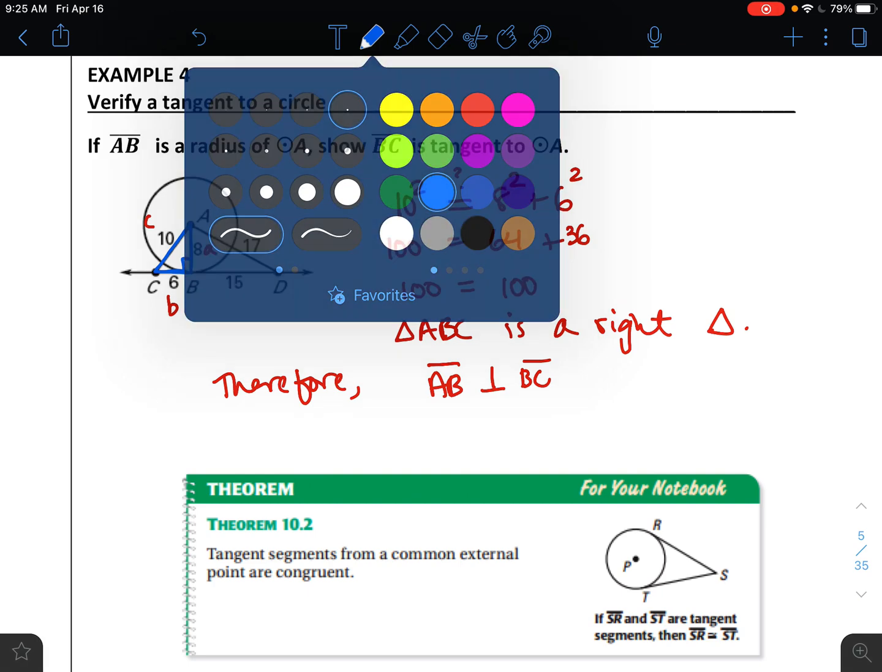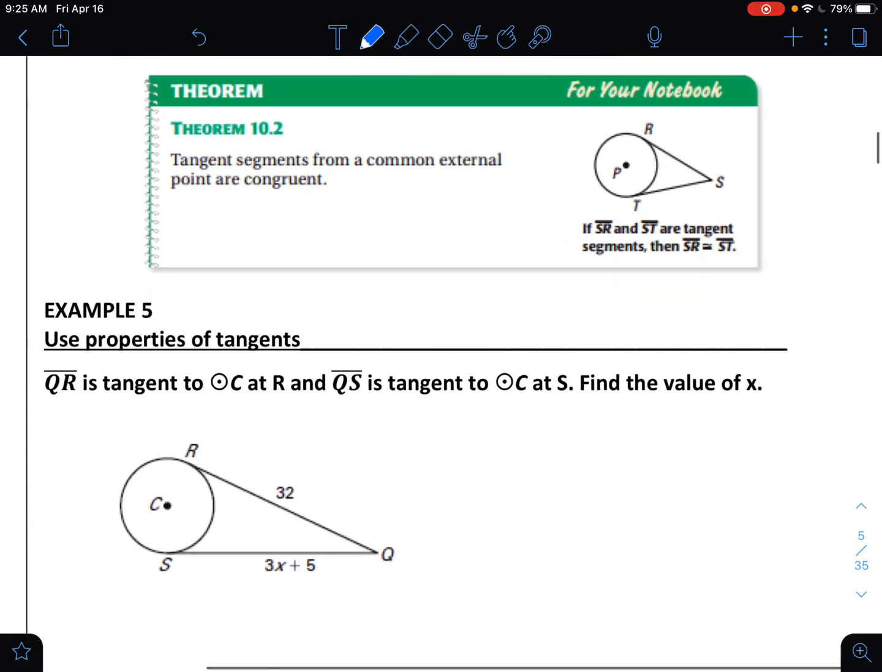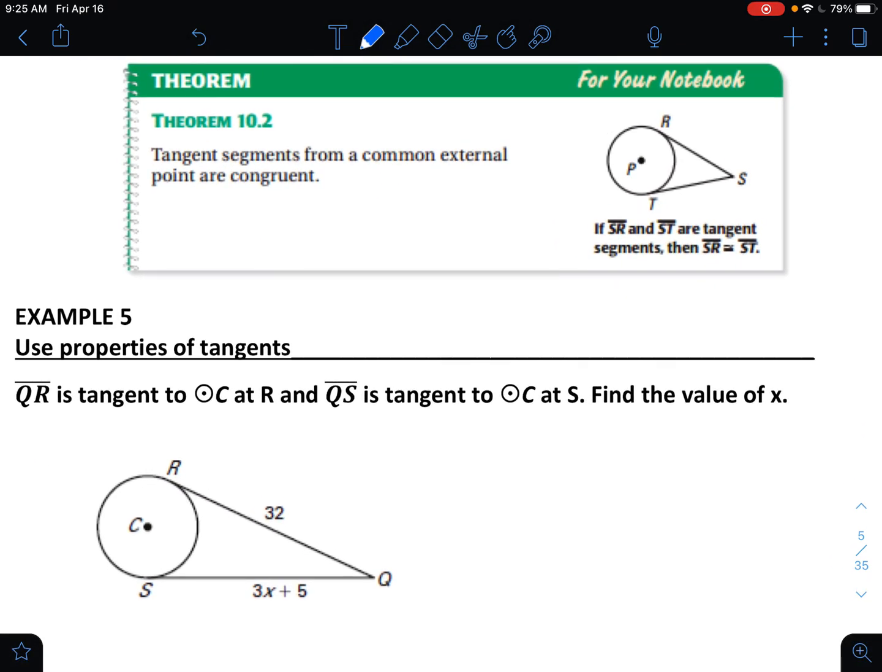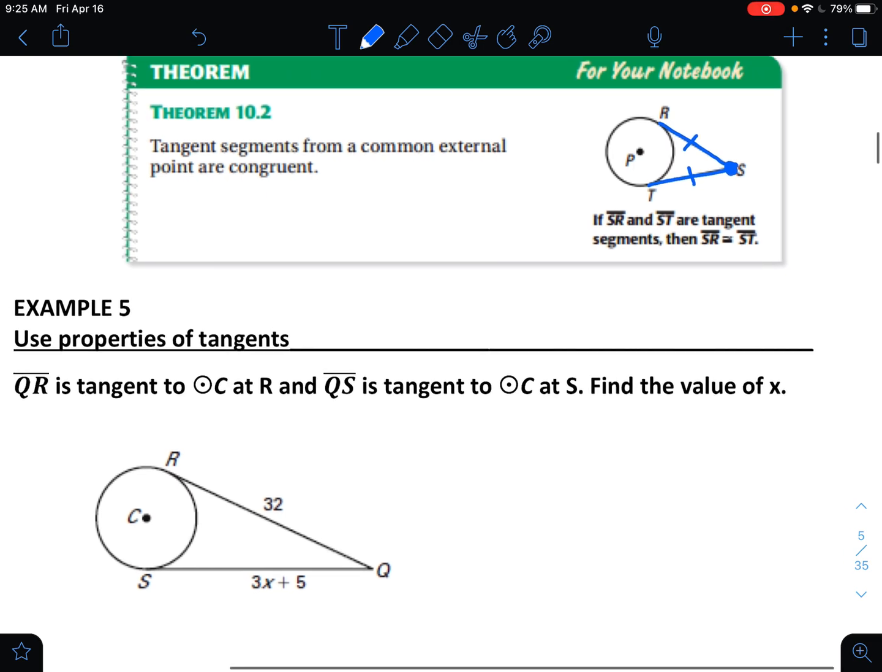Okay, one more idea here, and that will wrap up tangents. One more theorem. Tangent segments from a common external point are congruent. So if RS is tangent and TS is tangent, and they are both coming from a single common point, then these lengths have to be the same. So those segments are going to be congruent. All right. So if you have two different tangents coming off of one point, those lengths are the same as each other.